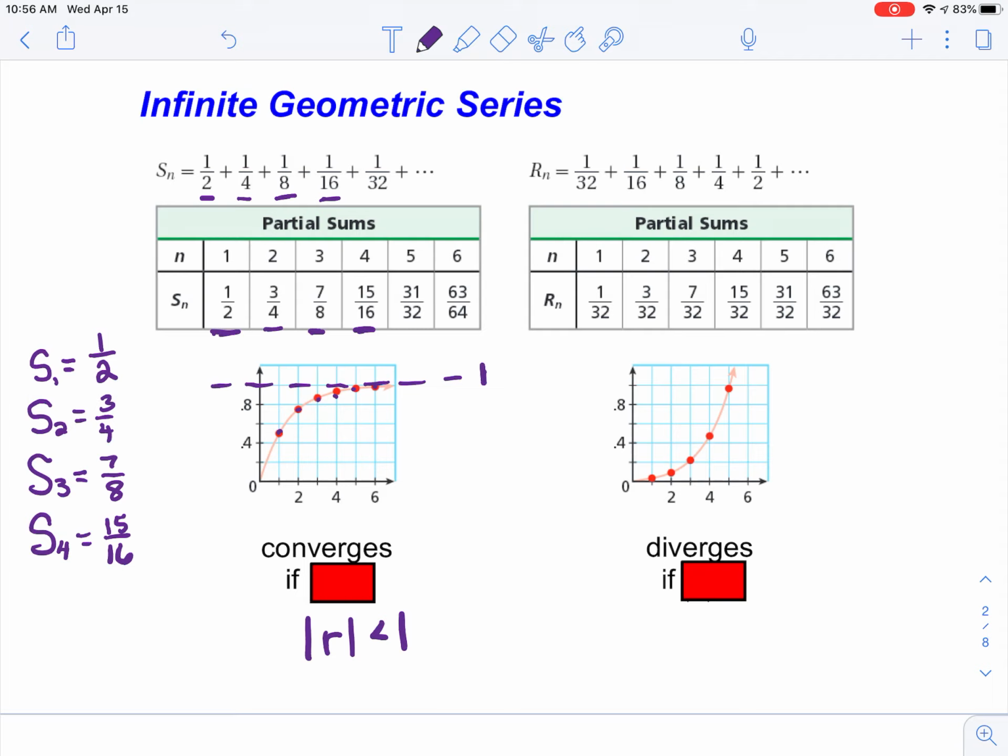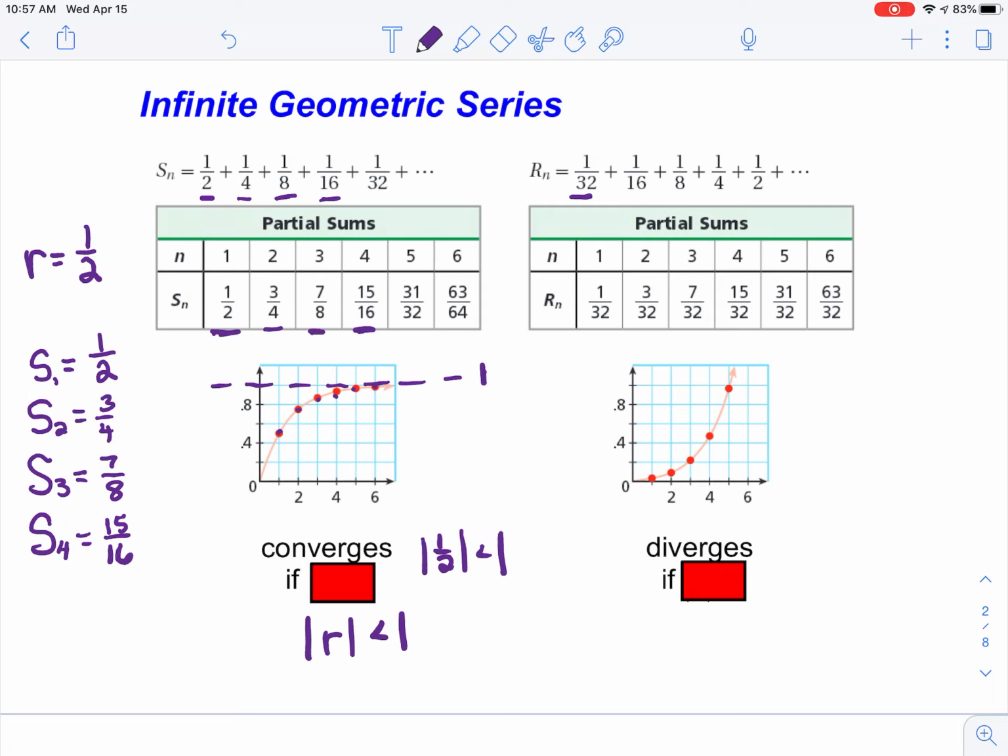So what did I multiply to get each of these? Well, my common ratio is 1/2. Is my absolute value of 1/2 less than 1? Then your answer is yes, you will get an answer.